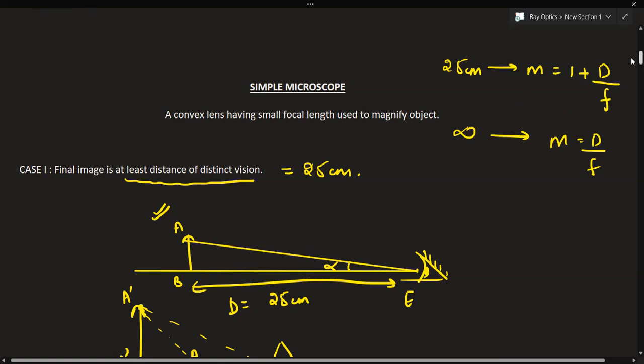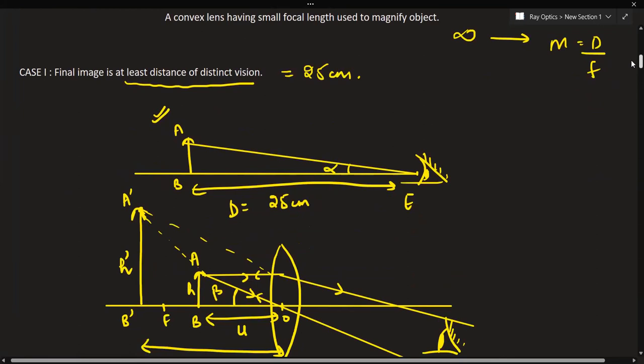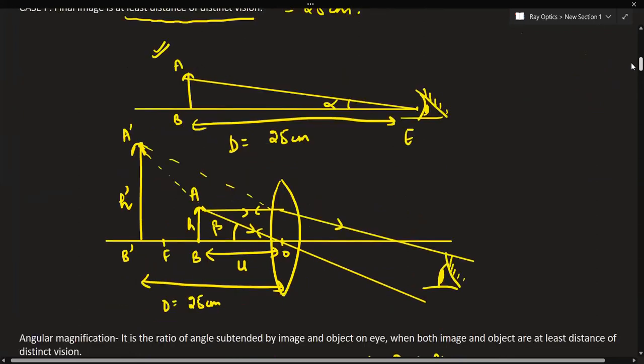In case the derivation comes for it, then see, for the least distance of distinct vision, first, without the lens, draw your eyes. If this is the object, then this will be the vision, these will be the light rays falling on it. We call this angle alpha. Alpha is the angle subtended at the eye without the lens kept. Now if you put up the lens, what will happen? The lens will refract the light. Instead of going straight the way it was going, the light rays will now bend. This leads to the creation of a different image, which is magnified and enlarged.